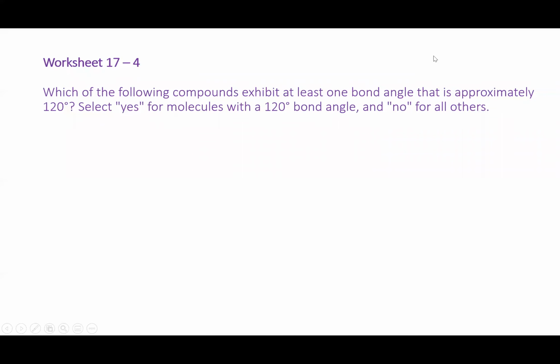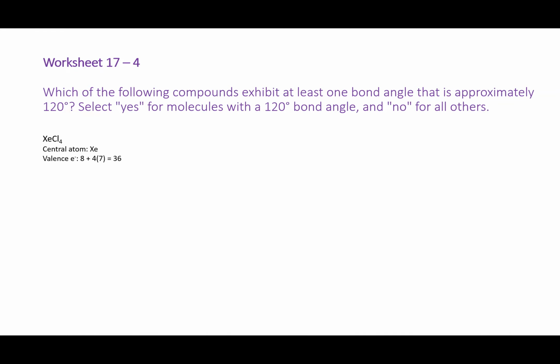For this question, we're determining whether or not some of the compounds we're given exhibit at least one bond angle that is approximately 120 degrees. So first, we will need to determine the geometry of all of these compounds. So let's take a look at some of the examples we have.